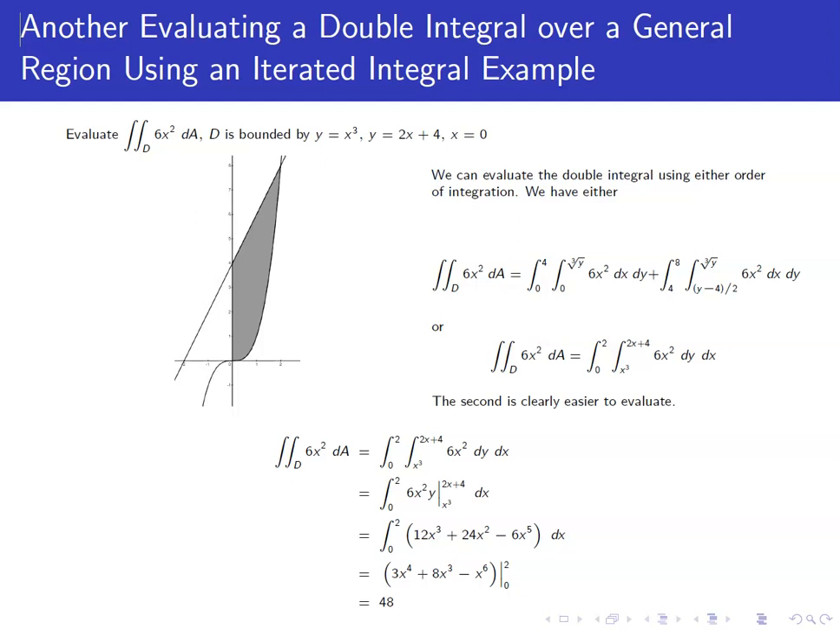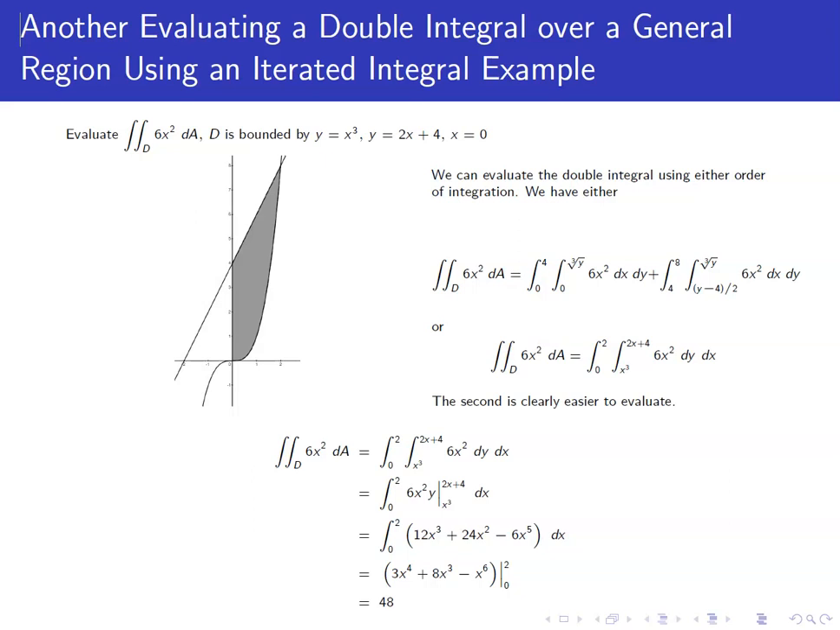In this video, we're going to look at another example of using an iterated integral to evaluate a double integral over a general region. So we're being asked to do the double integral of 6x squared dA, where our region is bounded by the curves y equals x cubed, y equals 2x plus 4, and x equals 0.